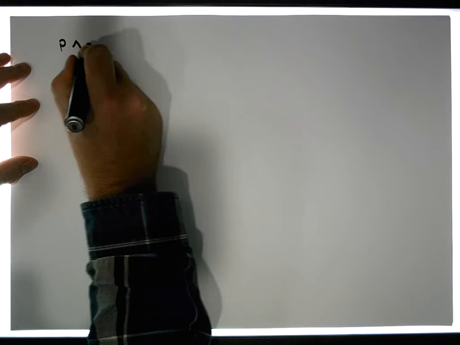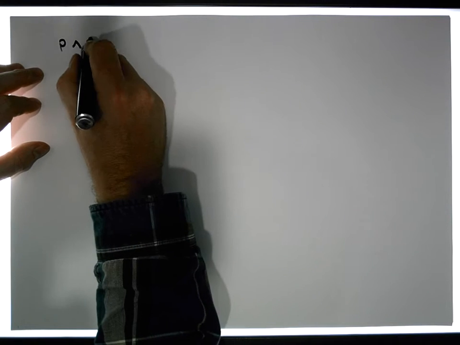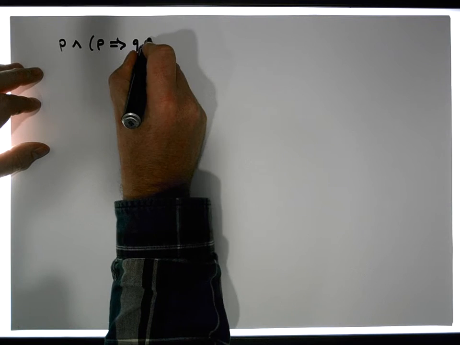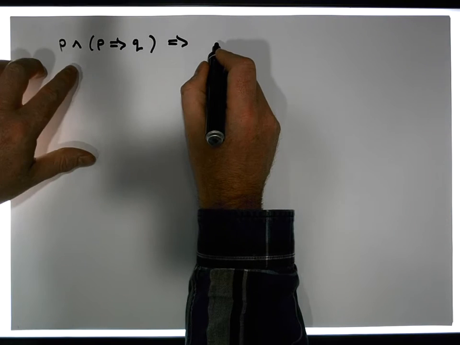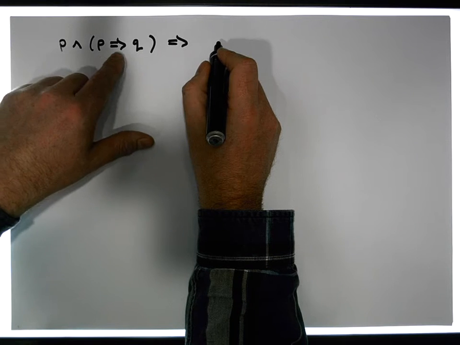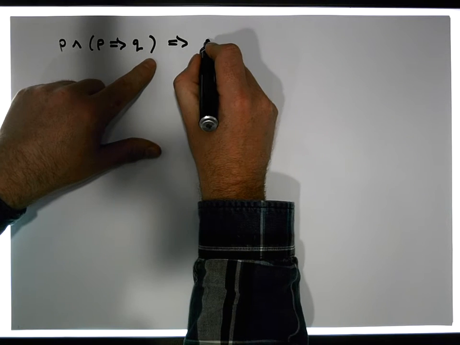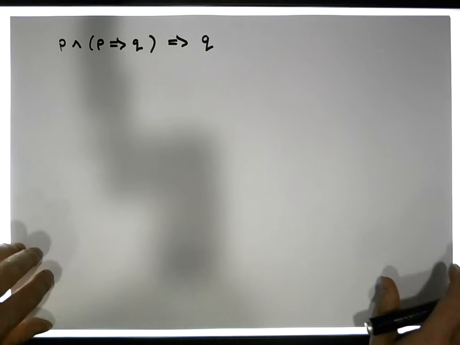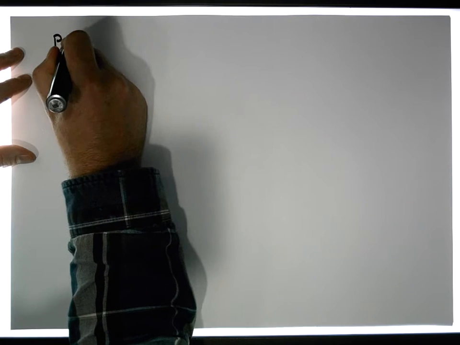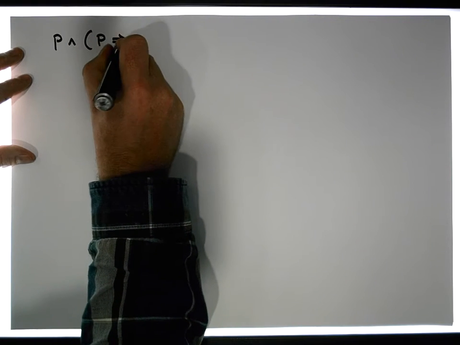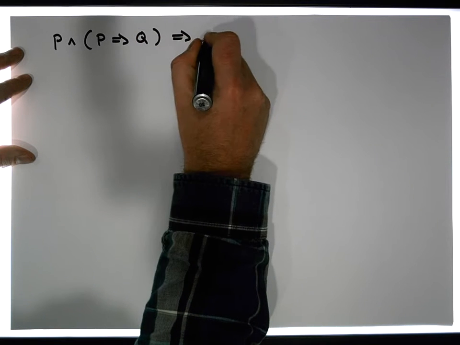Okay, so what we're going to do is have a look at the propositional expression that we're interested in, which is P ANDed with P implies Q, implies Q. Actually, let me rewrite that because I've been using uppercase letters: the propositional expression that we're interested in is P ANDed with P implies Q implies Q.